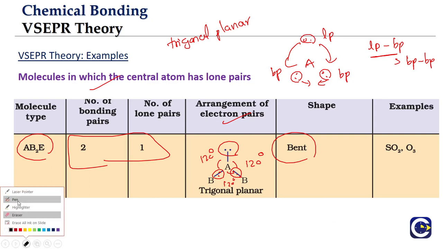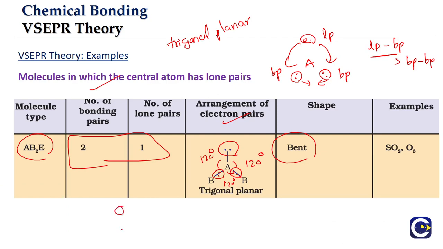So first we'll start with ozone. Ozone is an important molecule. We talked about it very often, like we talked about ozone when we were discussing the coordinate covalent bond. We also talked about ozone in the case of resonance. So ozone means what? We'll have a double bond with one oxygen and a coordinate covalent bond with another oxygen, and there will be a lone pair.